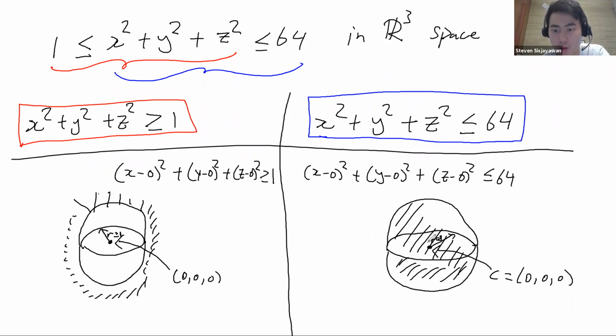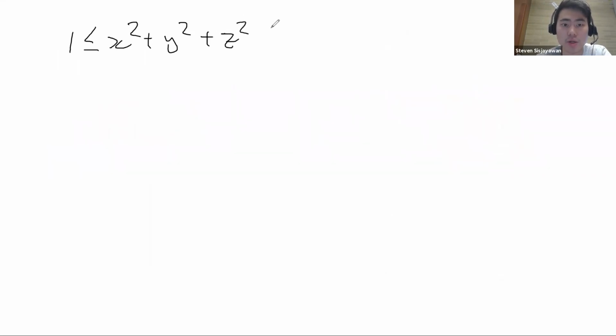Okay, so let me draw a new whiteboard. I'm just going to leave this up there. And let me write down my equation. So we have 1 is less than or equal to x squared plus y squared plus z squared, less than or equal to 64, right?